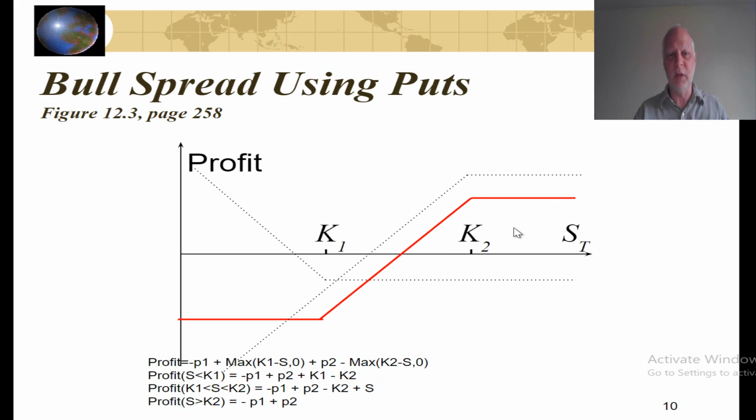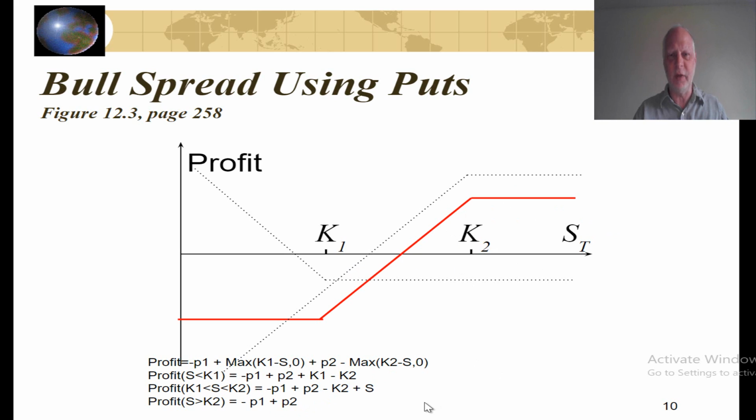All right, how about greater than K2? If we're greater than K2, both of our options expire worthless, and we just end up with minus P1 plus P2. And we know that the value of P2 is greater than the value of P1 because you would prefer to be able to sell at K2. So P2 is greater than P1. This is a positive, and this is your maximum profit.